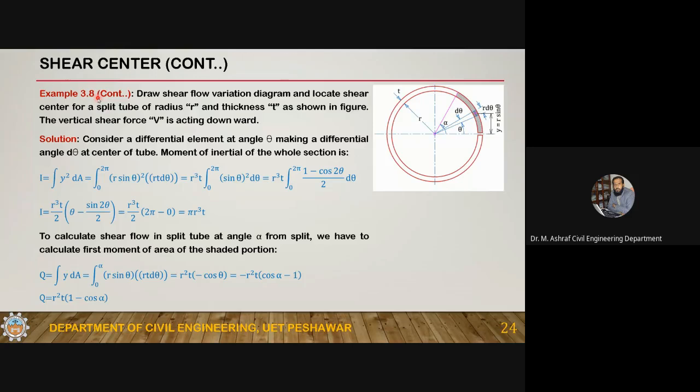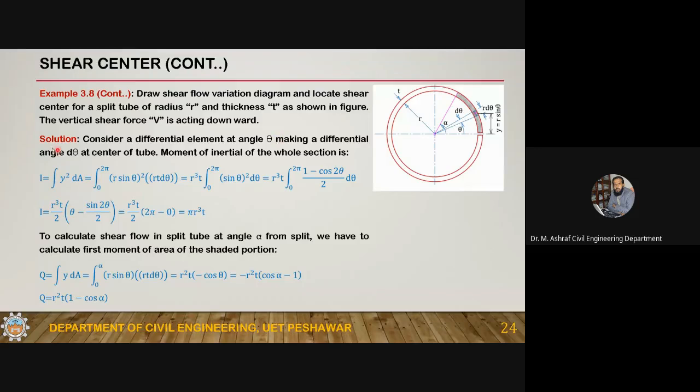So example 3.8. Draw the shear flow variation diagram and locate the shear center for the split tube. This is a split tube. You take a sheet, like a piece of paper, and roll it like this one. So this is a kind of split tube. Okay, but this connection is not welded to each other. They are not joined together. If you join them through some bolt or welding, then this is not a split tube. Okay, this is a closed tube then.